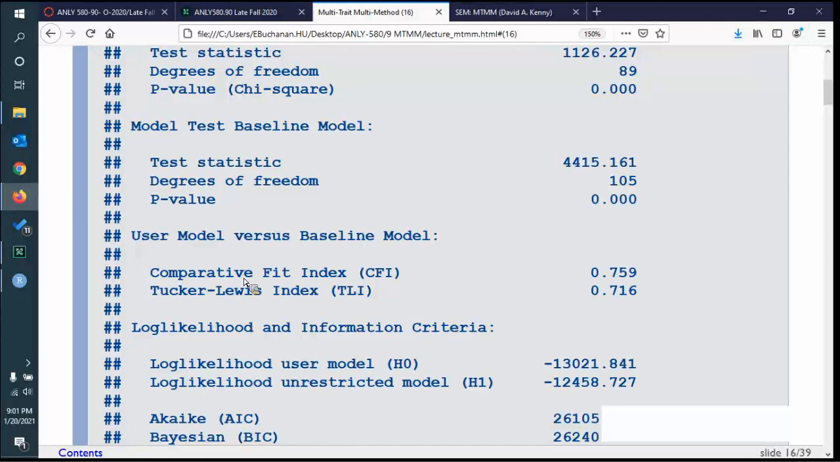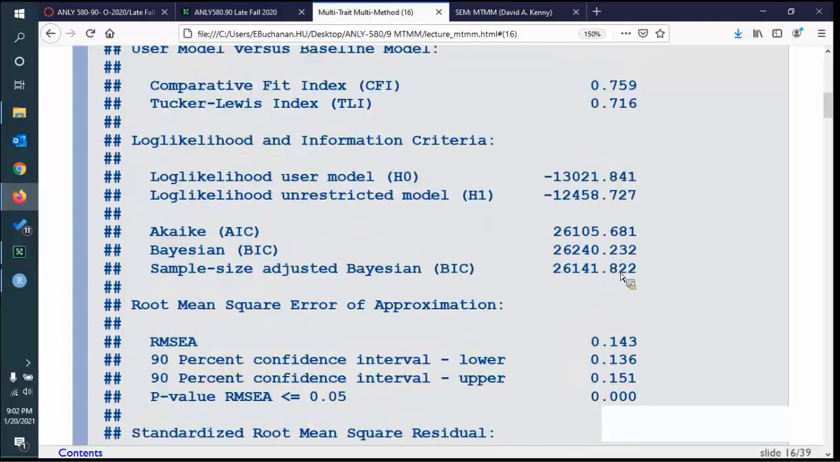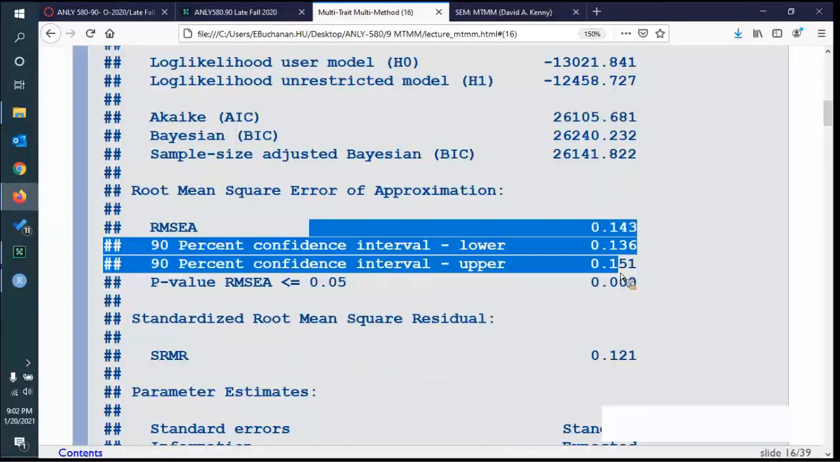And so I'm just kind of looking at it to make sure this isn't the worst thing ever. And I'm going to put them together to see if we can at least get it to hold up together. So a lot of the focus on MTMM is more on the comparisons and less on the actual RMSEA.